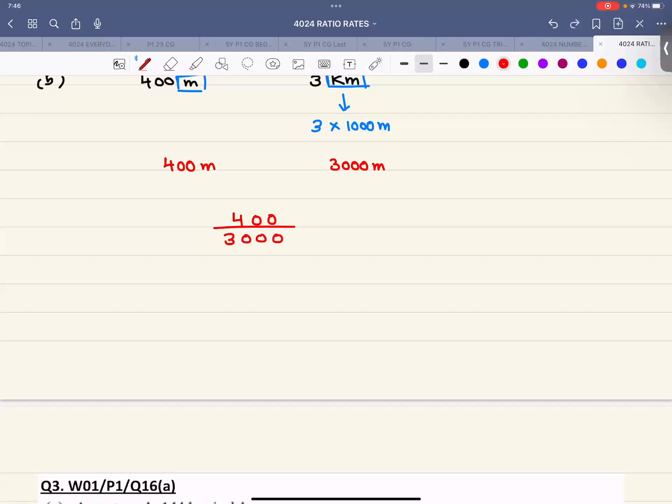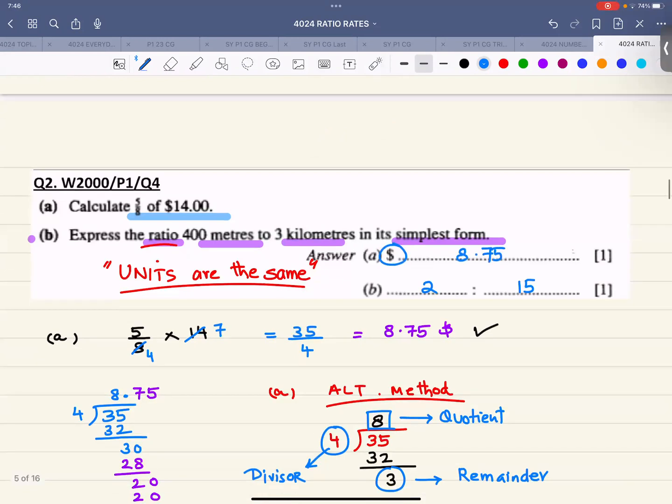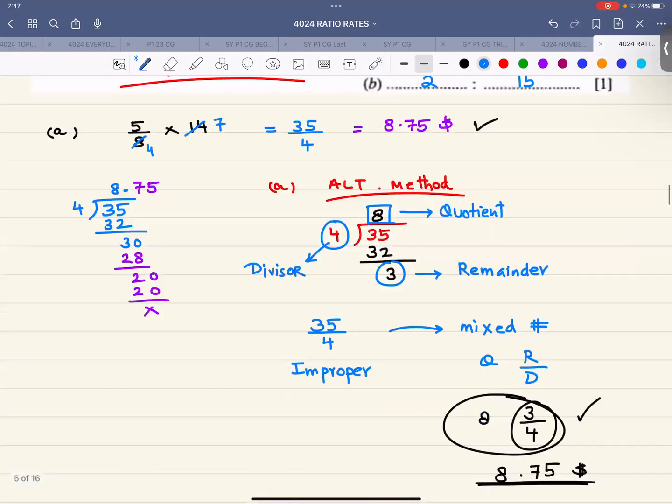So let me write this thing in blue. So this and this cancels off with this. So we are left with 4/30, which can be simplified to 2:15. They are asking for the simplest ratio. This is 2, this is 15. And make sure to write the answers over here. This is $8.75. That is the first one. So that's how this is.